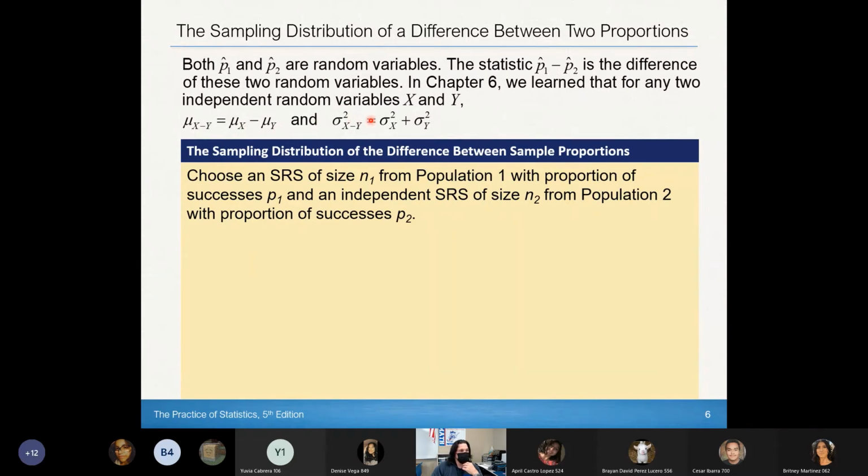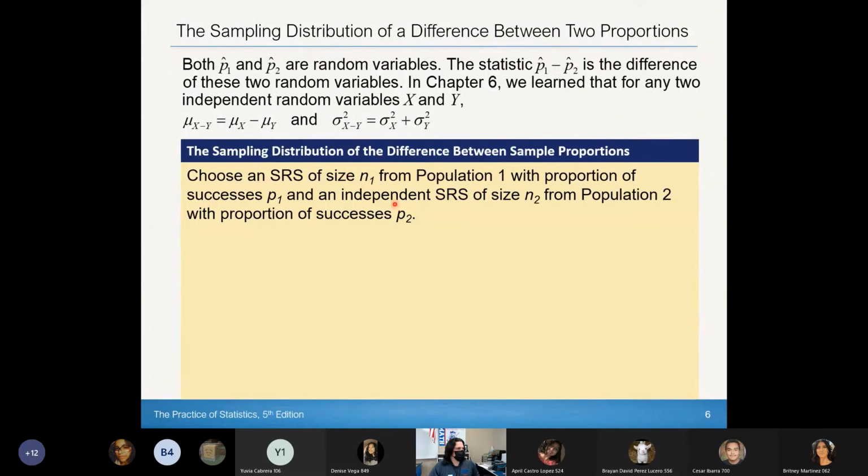And the variance, notice this is variance, this is not standard deviation. The variance of the difference between x and y is the variance of x plus the variance of y. And this is one of those things that was slightly different when we were learning these. The variance of the difference of two random variables is the sum of those two variances. Okay. So the sampling distribution of the difference between two sample proportions, right?